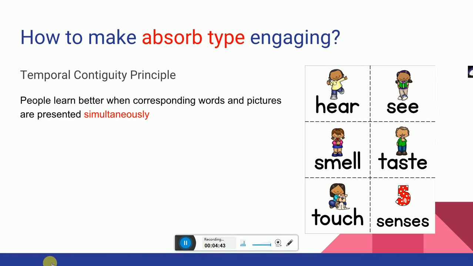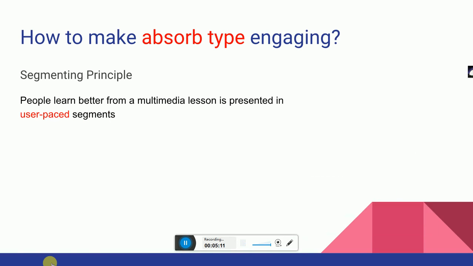The next principle is called the temporal contiguity principle. This refers to the fact that we learn better if we are presented words and pictures simultaneously. So we do not want to provide a picture first and then the narration or the words, or vice versa. We want to present them together.